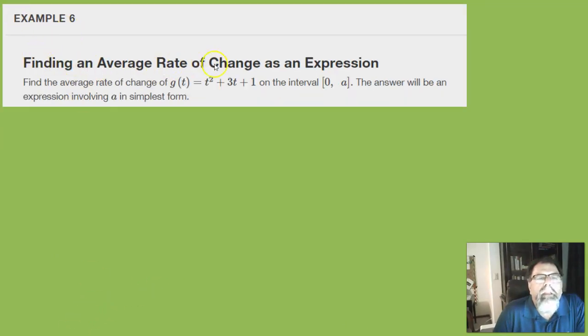Example 6, finding the average rate of change as an expression. Find the average rate of change of g of t equals t squared plus 3t plus 1 on the interval from 0 to a. So we're starting at 0, but we're saying some arbitrary number, well, in this case it'd be t. I was going to say x, but the input's t. The answer will be an expression involving a in simplest form.